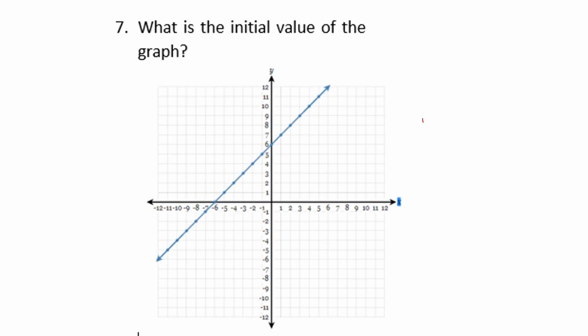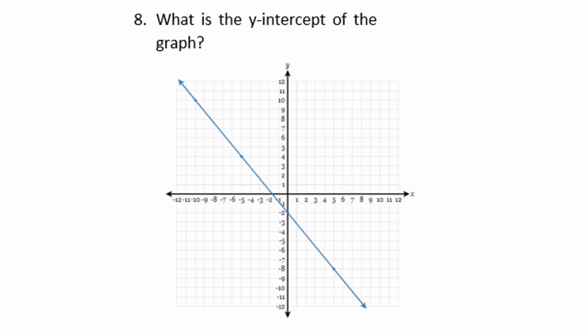For number 7, again looking for the initial value, we look to 0. 0 is here in the middle, and we look to see where the line crosses. The line crosses here at +6, and so our initial value is +6. For number 8, what is the y-intercept of the graph? Again, y-intercept and initial value are the same thing. They're represented by the letter b. So again, to find b, we look at 0 here in the middle and find where it crosses. It crosses with 0 here at the -2 marker, and so -2 is our y-intercept.